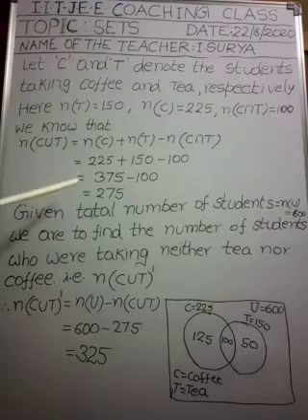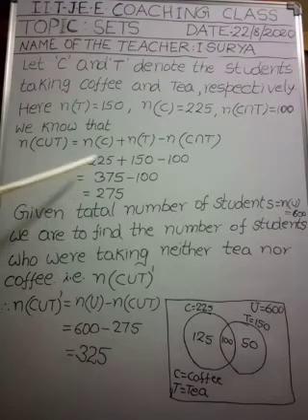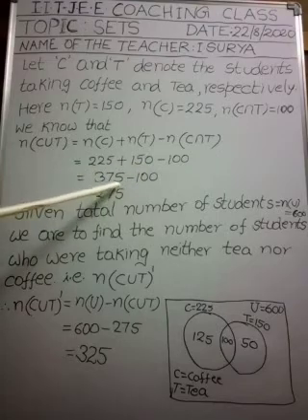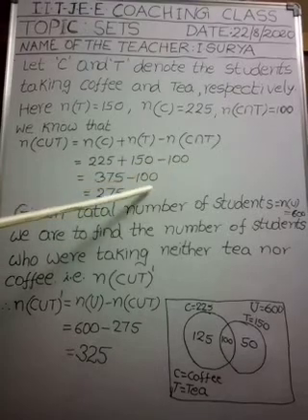Now come to the next step. Here, by adding these two numbers, what will you get? 375 minus, I wrote this 100 as it is.